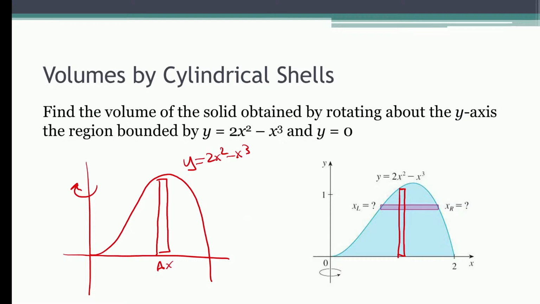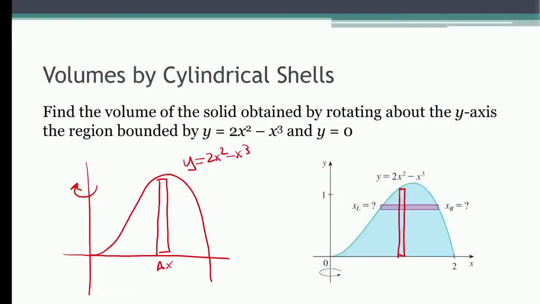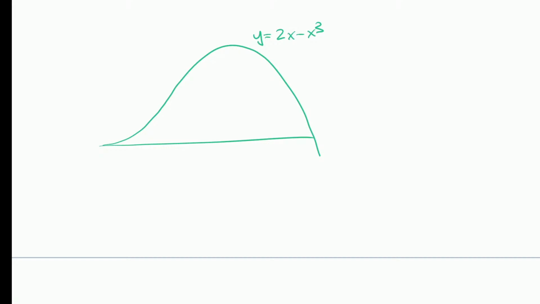Okay, so getting back to this, I'm going to need to switch over to Notability because I don't have enough room here, but we'll get this done. Let me just redraw. So we've got y is equal to 2x minus x cubed, I believe that was. Excellent. We're rotating around this axis here.